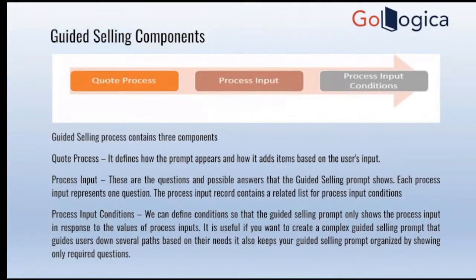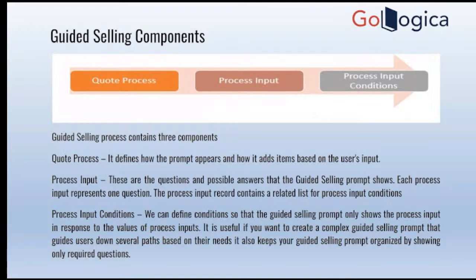So guided selling has three components: the code process, the process input, and the process input conditions. This is how we are designing guided selling in Salesforce CPQ. The code process defines how the prompt appears, like how the question will appear, how the user will see it, and what questions will come up.